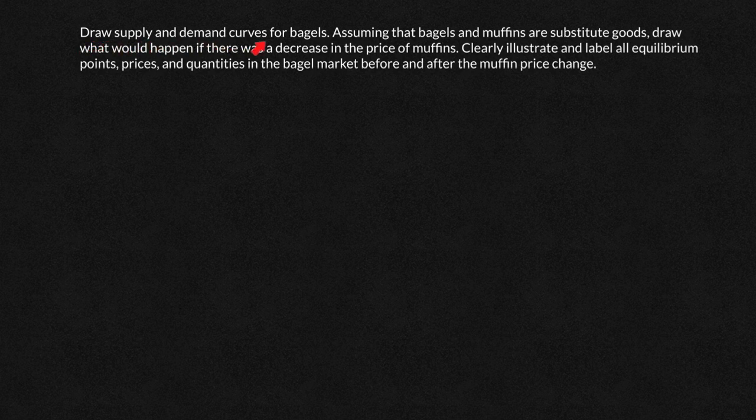Draw supply and demand curves for bagels. Assuming that bagels and muffins are substitute goods, draw what would happen if there was a decrease in the price of muffins. Clearly illustrate and label all equilibrium points, prices, and quantities in the bagel market before and after the muffin change. Now, one thing I help a lot of students with is breaking down word problems like this into what it's actually asking. And so we have three things it's asking us to do.